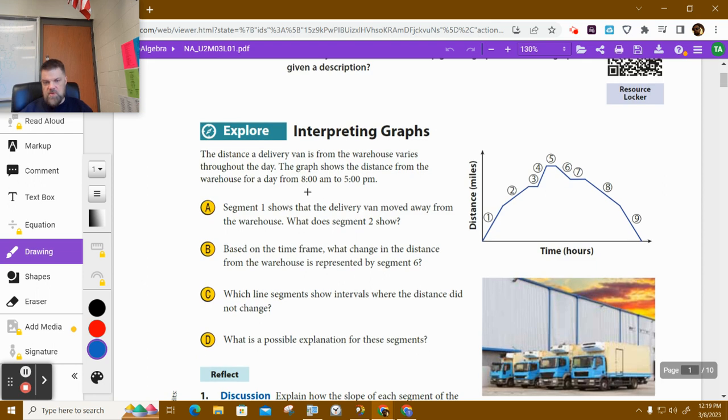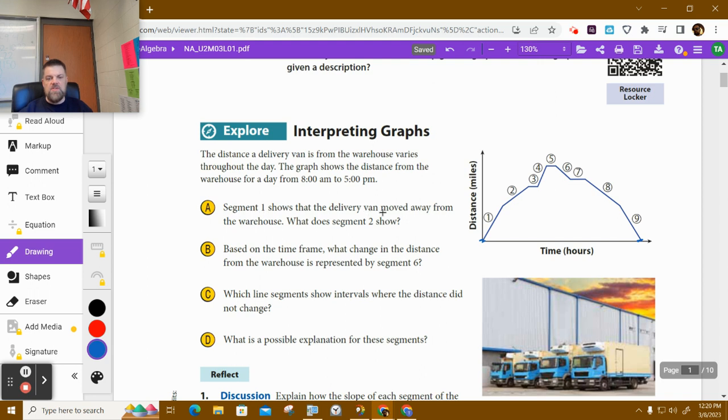So let's look at this graph here. According to this graph, this is the distance a delivery van is from the warehouse, and it varies throughout the day. It starts off here at the warehouse, right? It's zero. I don't know, feet, meters, miles. But then it drives away, and then drives further away, and then it looks like it starts to come back and ends up back at the warehouse. Right? So that's the distance from the warehouse.